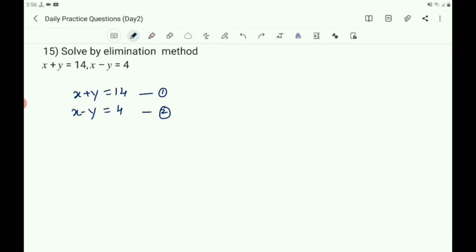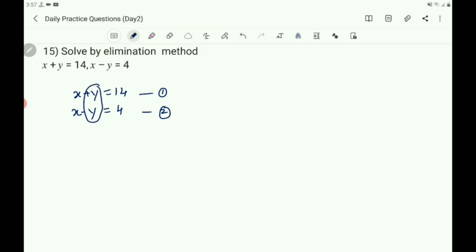So if you want to eliminate x, the coefficient of x in both equations must be the same. Here, in both equations, x has the same coefficient 1 with the same sign, and y has the same coefficient with the opposite sign, that is +1 and -1. If you want to cancel x, you have to subtract one equation from the other.